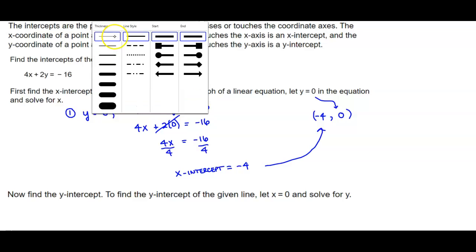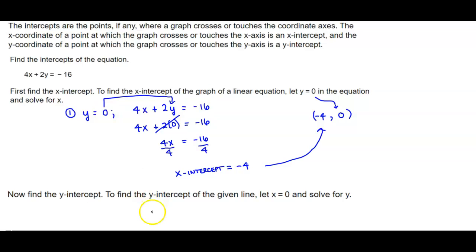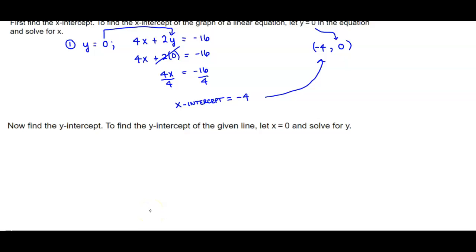Okay, now we want to find the y-intercept. To find the y-intercept of the given line, we're going to let x equal 0 and solve for y. So we're going to let x equal 0, and then use the equation 4x plus 2y equals negative 16. Now this time, we're given the value of x, which is 0, and we're going to plug in 0 for x. So it's 4 times 0 plus 2y, which is equal to negative 16.